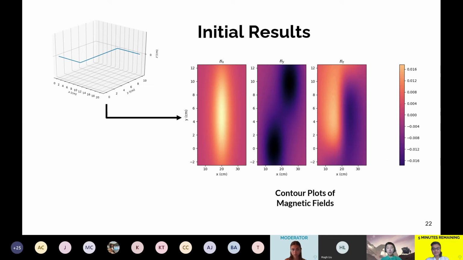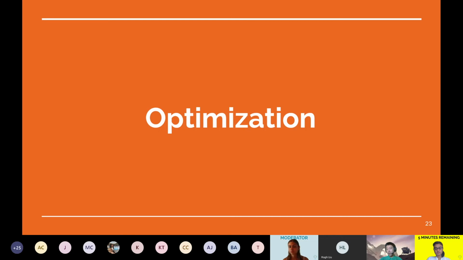Using the initial version of Biscuit, we were able to get these nice contour plots of the magnetic fields. What you're looking at is basically looking up from above at Z equals 0, I think, at the magnetic fields produced by the coil. As you can see, you can see the shadow that the coil has in the magnetic fields, which is promising for us. Awesome.